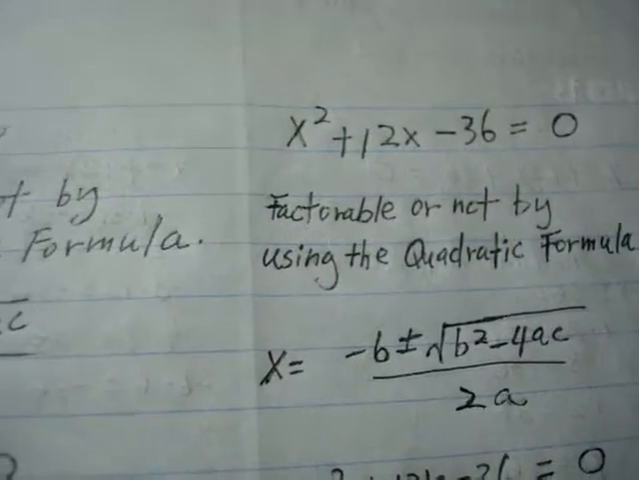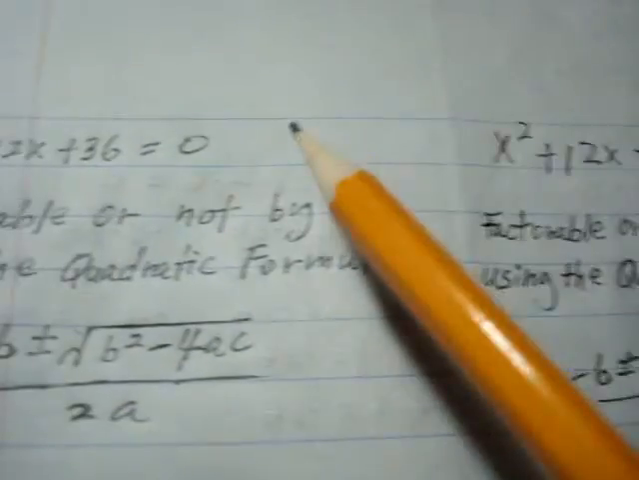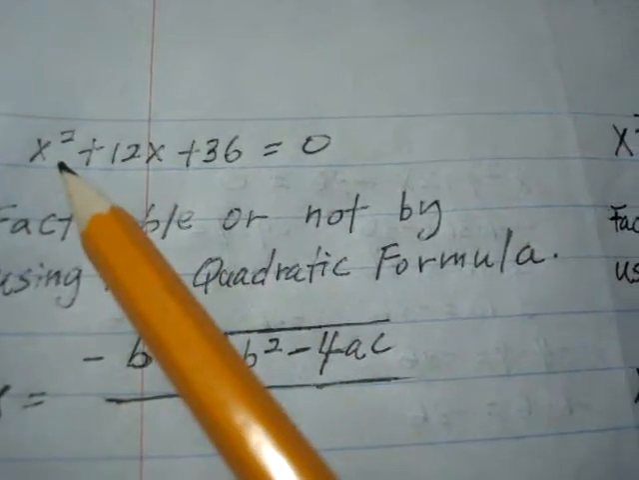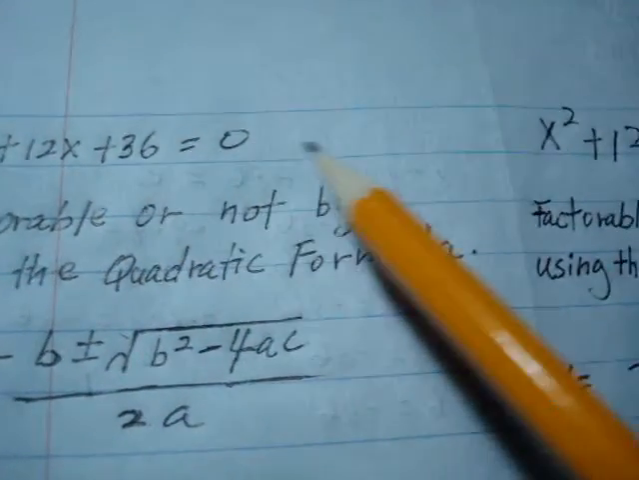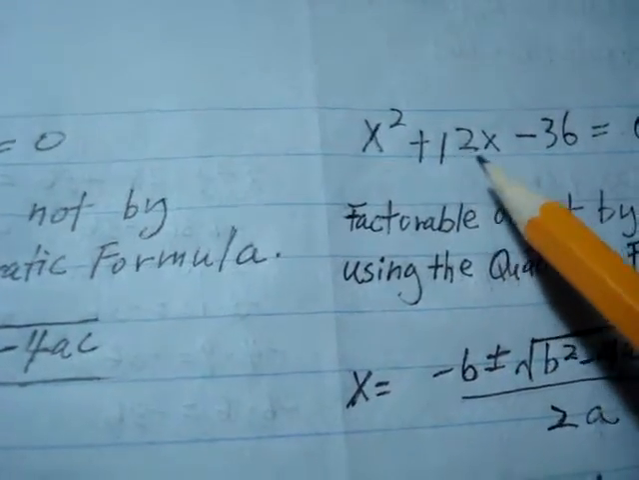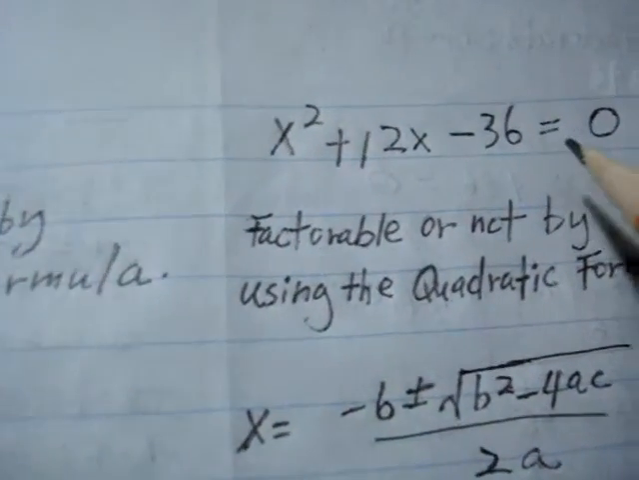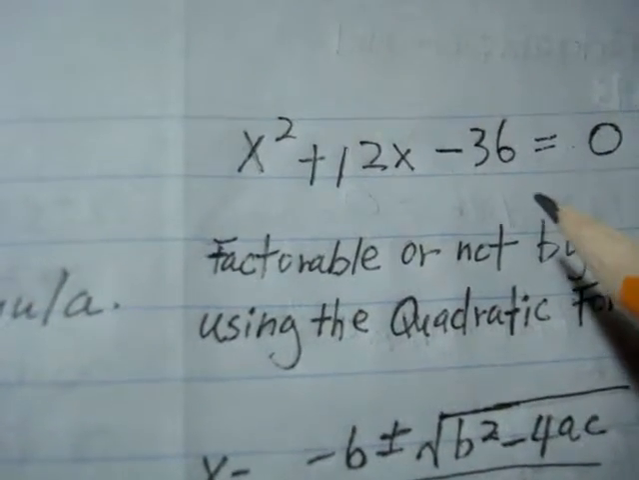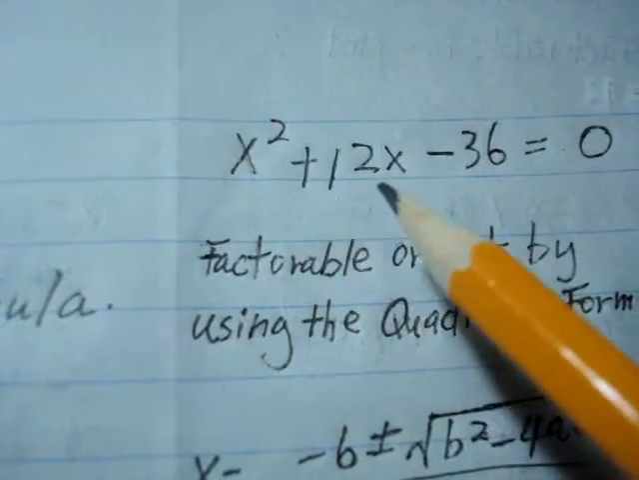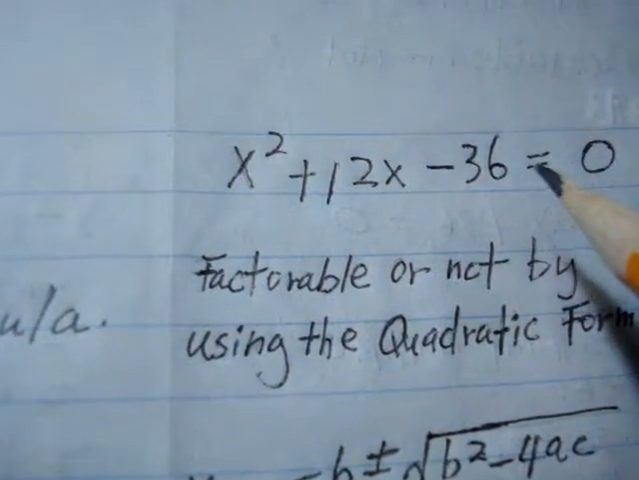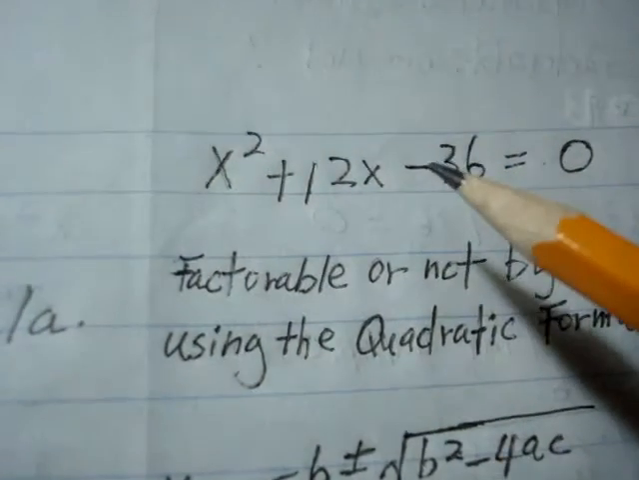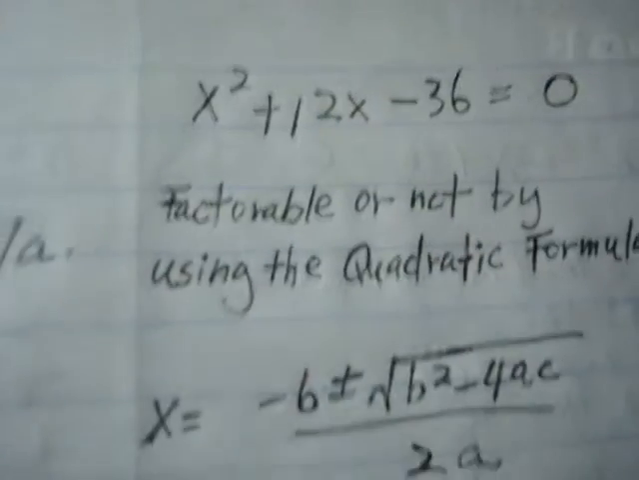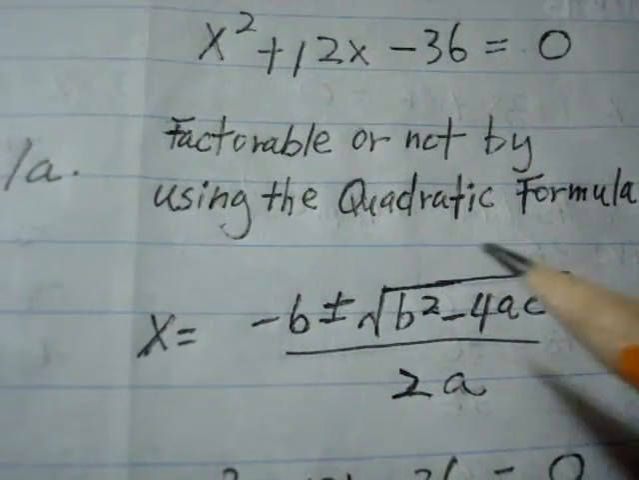Let's say that I change the original quadratic equation. The original quadratic equation is x squared plus 12x plus 36, right? And this time I would like to change it into negative 36. And the question asks to determine if this quadratic equation is factorable or not. So I'll be using the quadratic formula to determine that. So once again, the quadratic formula goes like this.